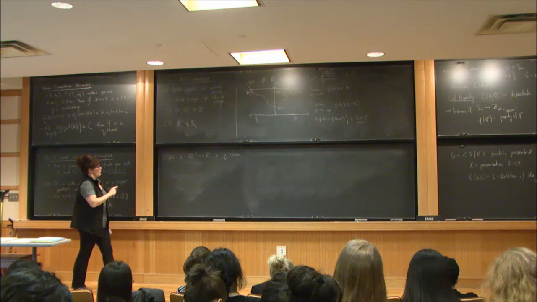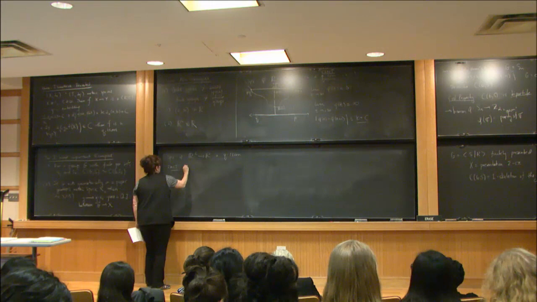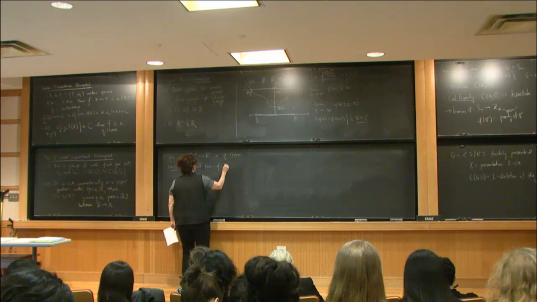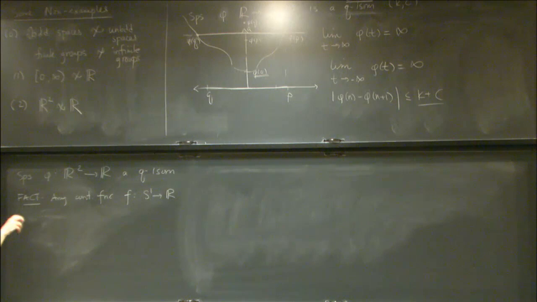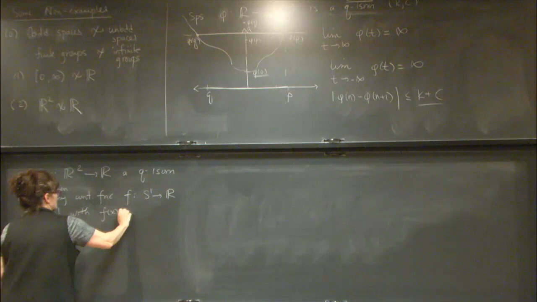And I want to recall, again, another fact that might be a little less familiar than the intermediate value theorem, but it's still a fact you've probably seen before. And that is this fact: any continuous function f from the circle to the line maps an antipodal pair to the same place. So given any such f, there exists an x in S1 with f of x equal to f of minus x. I mean the antipodal points, right?